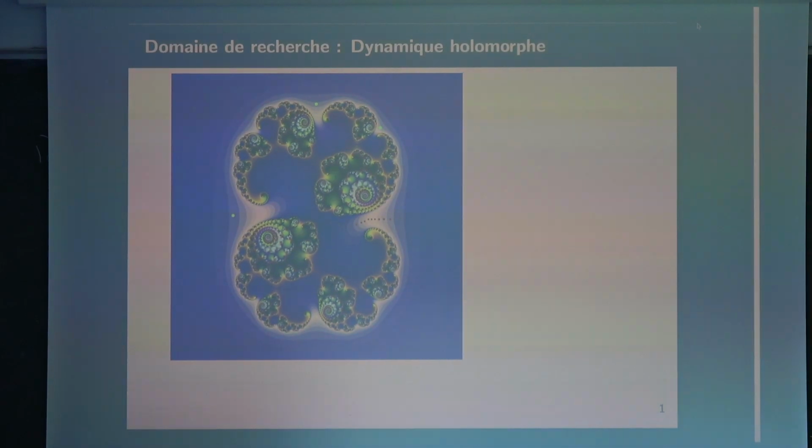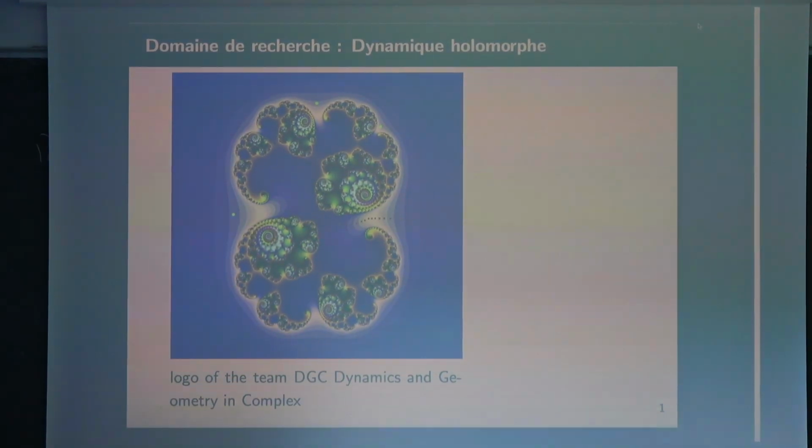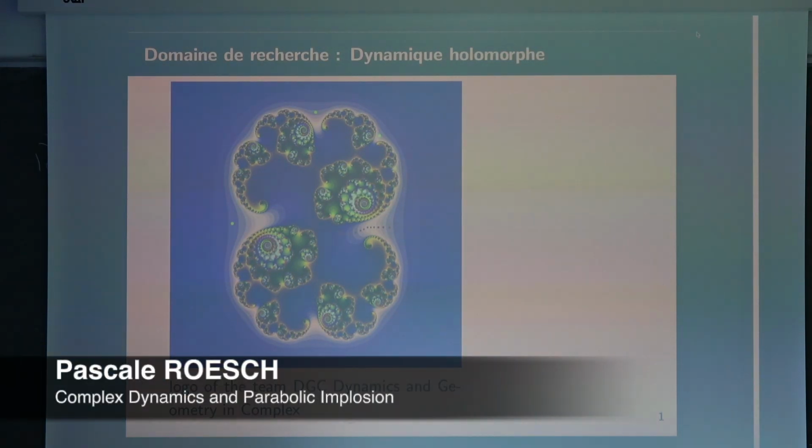Complex dynamics and geometry in complex. In French it is "dynamique et géométrie complexes", which is better than this, "dynamics and geometry in complex". It's a team; there are 6 teams in the IMT in Toulouse, and this is one of them. And this is the logo of this team.